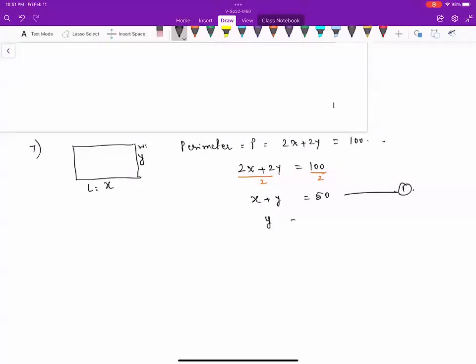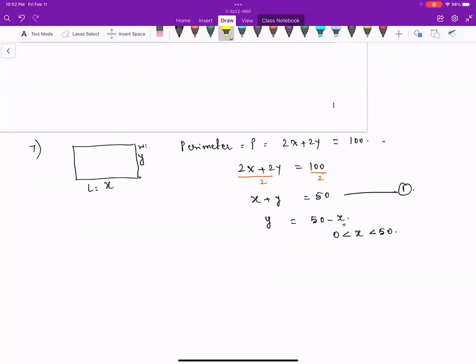So what is y equal to? It is 50 minus x. And definitely x has to be smaller than 50 because x and y are positive quantities. This x cannot exceed 50. If it is above 50, what happens to y? Y becomes negative. Y is the width of the rectangle, so it cannot be a negative value. So the upper value of x can only be 50.